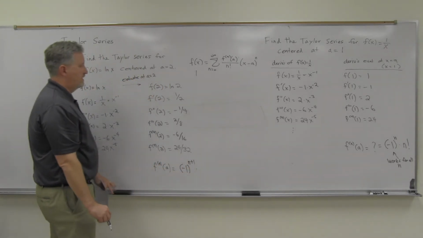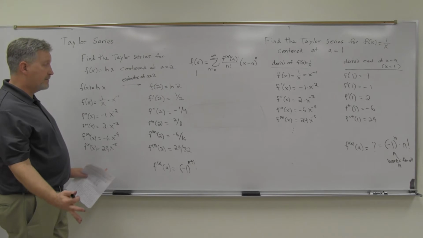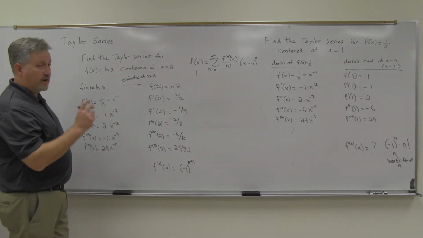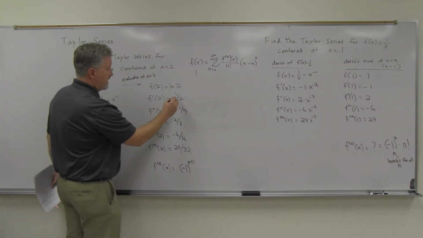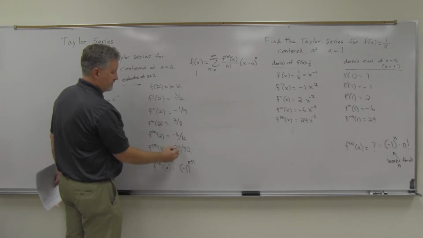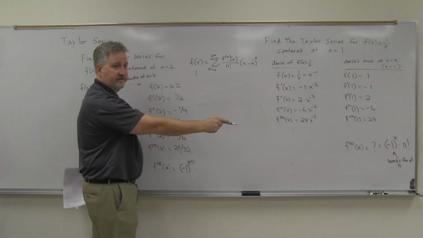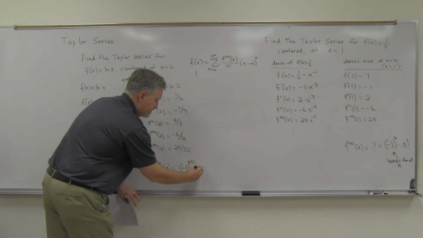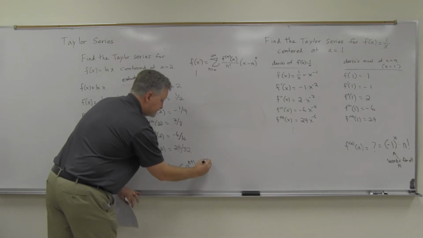All right, now what else do we see? Well, there's a couple of things going on here. And that's why I didn't reduce it, because look at the top number. The top numbers are those factorials, aren't they? So the top number here is a factorial. Now, is it n factorial?